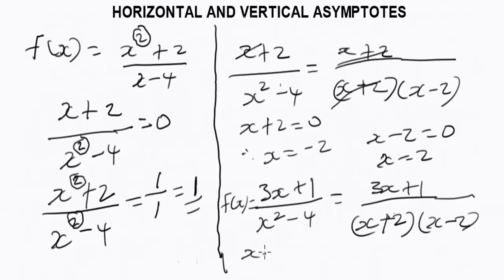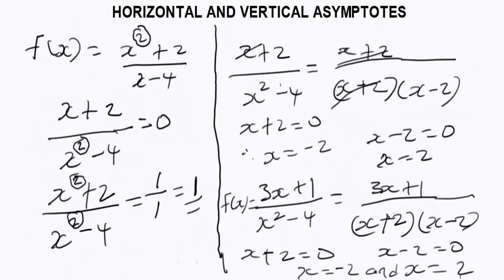So we have x plus 2 equals 0 and x minus 2 equals 0. When you make x the subject of the formula, you're going to have x equals -2 and x equals 2. So the vertical asymptotes of this function are -2 and 2, or you can say that they have two vertical asymptotes which are -2 and 2 respectively.